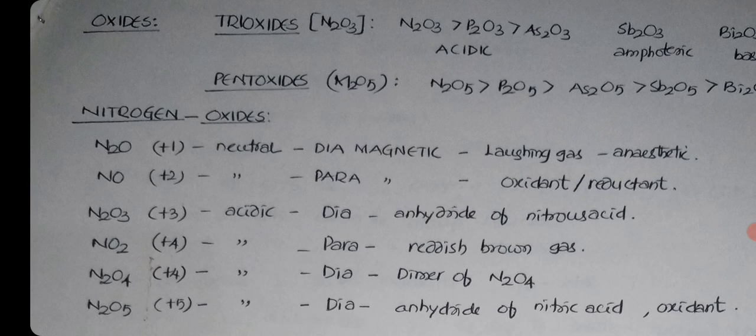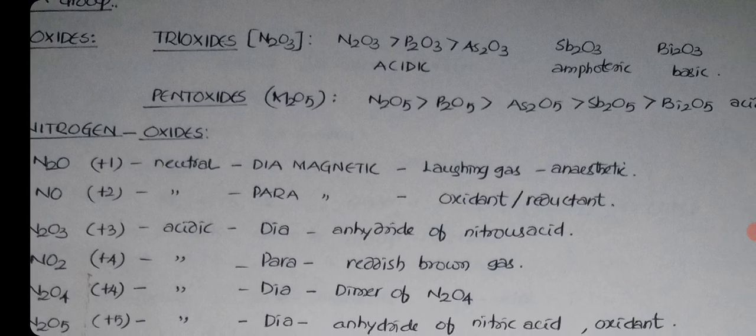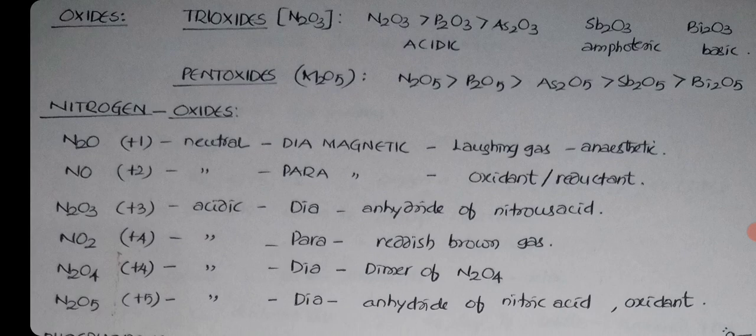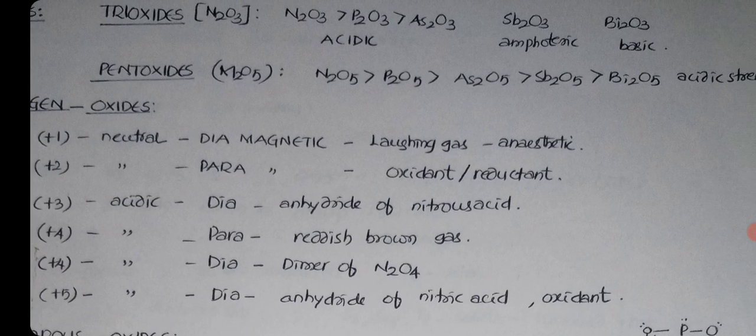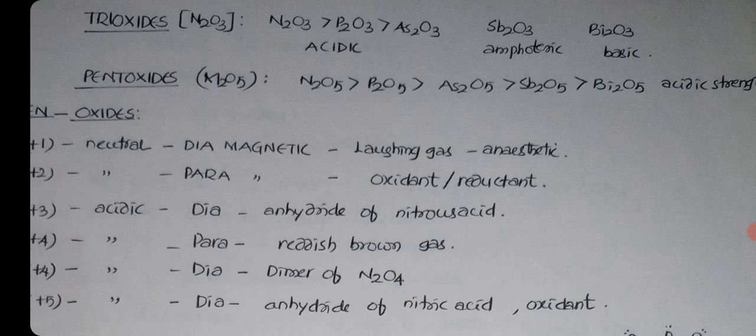Then oxides. Trioxides and pentoxides both are there. N2O3, P2O3, As2O3 are acidic. Acidic nature decreases like this. Sb2O3 is amphoteric and Bi2O3 is basic. Whereas pentoxides all are acidic only. Here no basic. Trioxides, Bi2O3 is basic, but in pentoxides all are acidic only. Acidic strength down the group decreases.